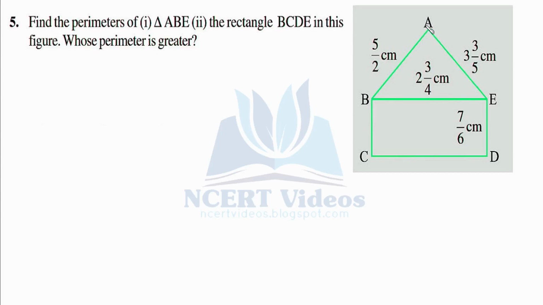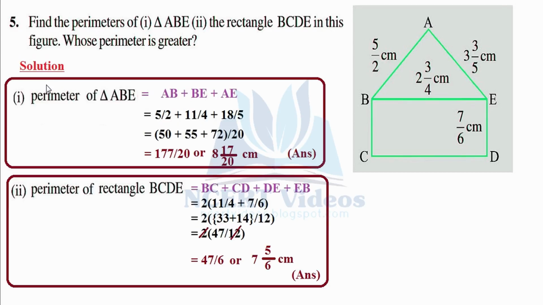This is your triangle ABE. Then second, the rectangle BCDE. In this figure, whose perimeter is greater. Now we'll have to find the perimeters of both these figures and measure whose perimeter is going to be bigger. So the first part, perimeter of triangle ABE, will be given by the length of AB plus BE plus EA. We are taking it in cyclic manner.